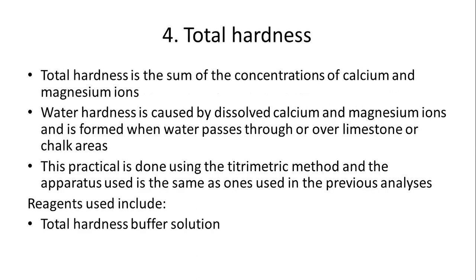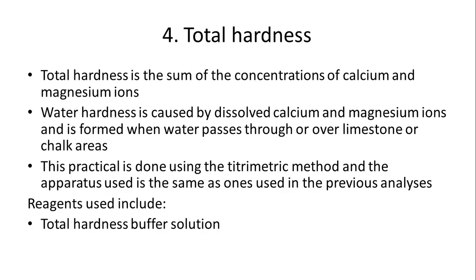And then moving on to total hardness. Total hardness is the sum of the concentration of calcium and magnesium ions. So the presence of calcium and magnesium in water causes your water sample to be hard. It is caused by dissolved calcium and magnesium ions, and is formed when water flows over limestone or salt areas. Limestone is calcium carbonate, CaCO3, and this is what causes the hardness in water.